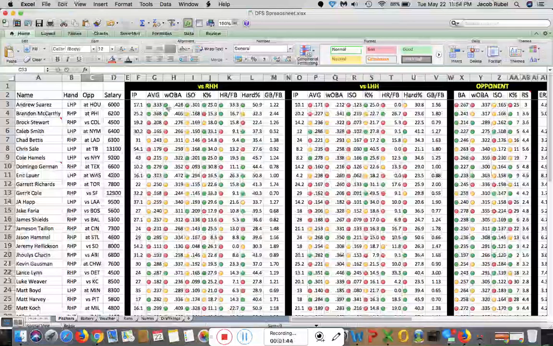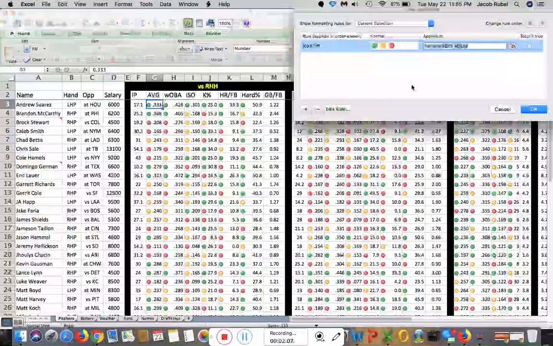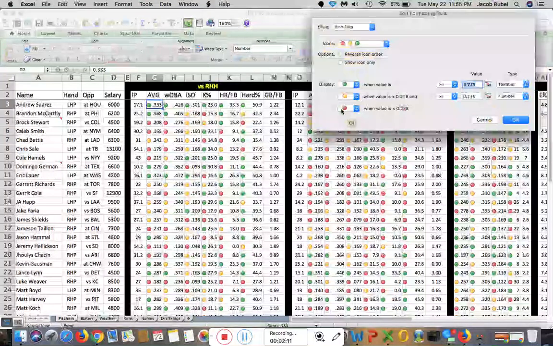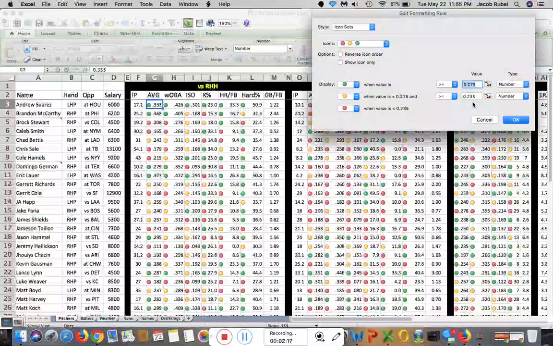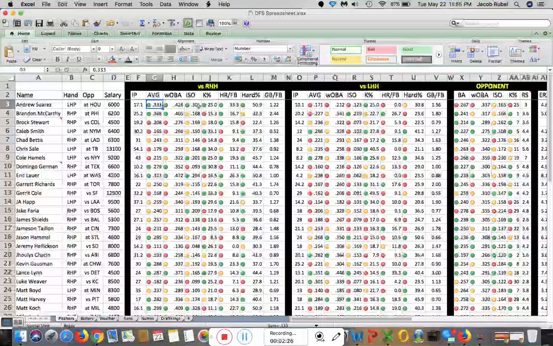The first thing you will notice is that under a few of these columns, you will see color-coded dots. These are so you know how these numbers are in relation to league average. You can see what the constraints are by going to Format, Conditional Formatting, and Edit Rule. And then you will see the lower end is 0.235 and the higher end is 0.75 for batting average against. And you could do this for whichever column you would like.